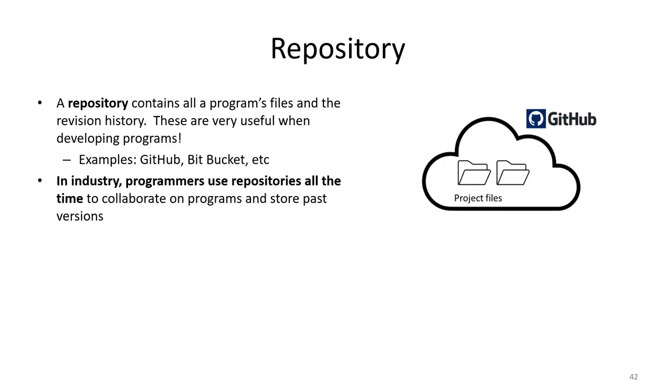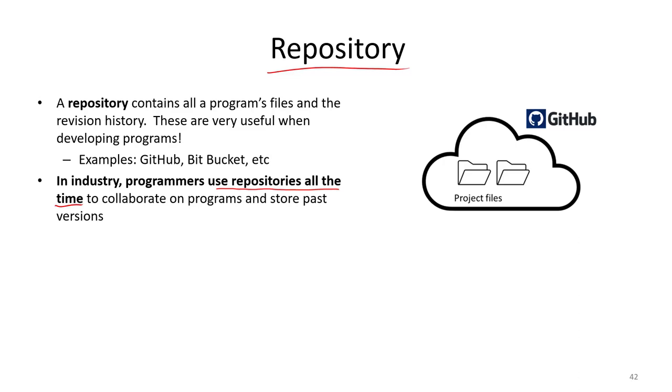Another very important thing that is used in industry and in this class is called a repository. A repository contains all a program's files and the revision history. So if you ever write a program as a member of a team in industry, you will use a repository all the time. This is a way for programmers to track and save and store all the files associated with a program. Often in hardware engineering, we also use repositories to store specs and drawings and design files for hardware. Very similar idea with a software repository.